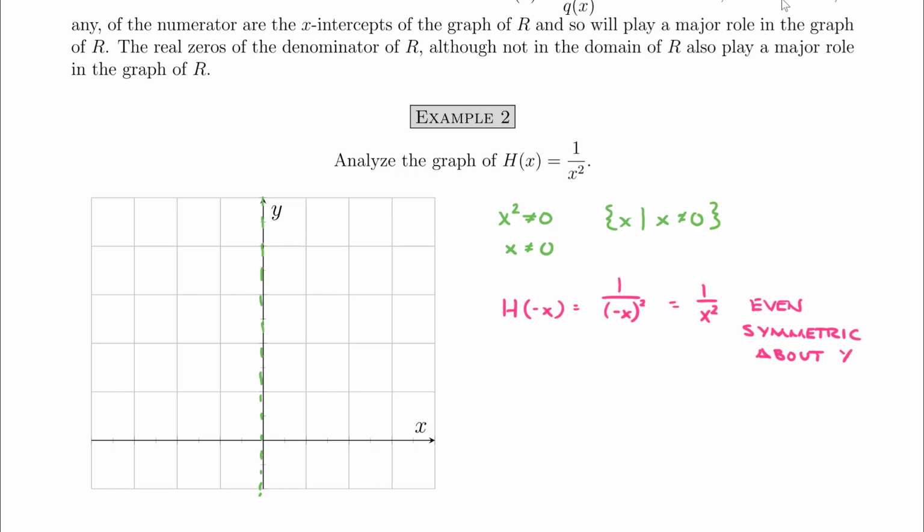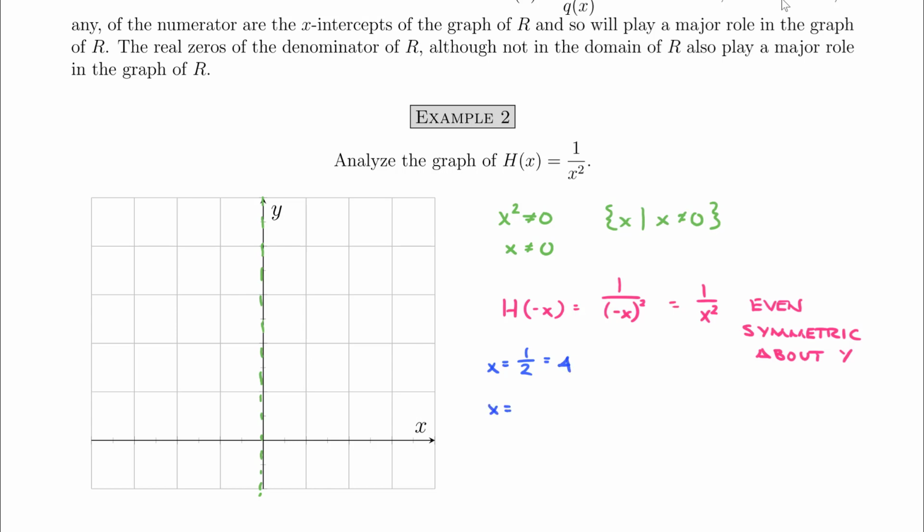So it's going to have kind of a mirror image across the y-axis. The next thing that I want to do is come up with a few test values, perhaps, to see what happens when we evaluate this function at some given values. So let's say that x is 1/2. When x is 1/2 and we evaluate this, we get 1 over 1/2 squared, which is 1 over 1/4, and 1 over 1/4 we know to be 4.